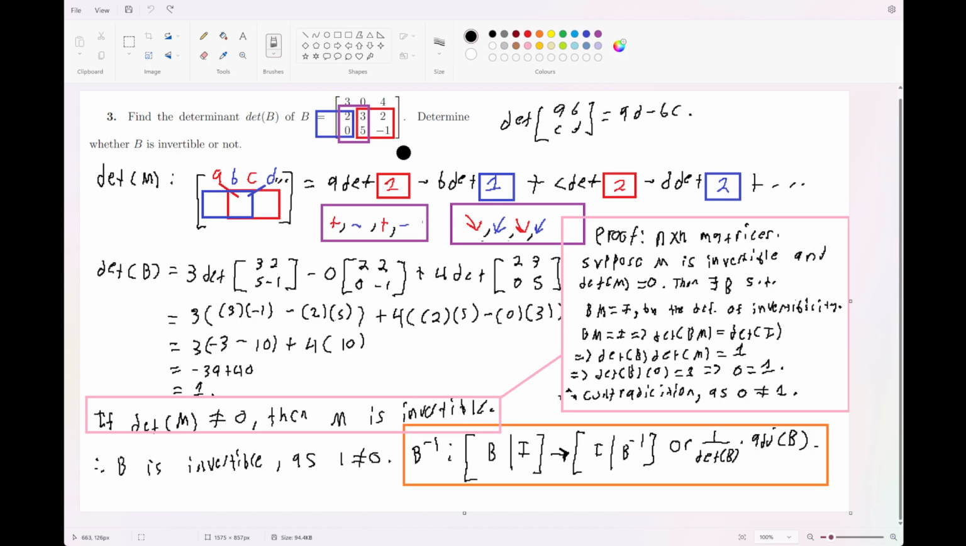Very, very simple with n times n. The determinant of a 2 times 2 matrix is just defined up here. Right? A, B, C, D goes to AD minus BC. So we're going to use this fact for our next step.